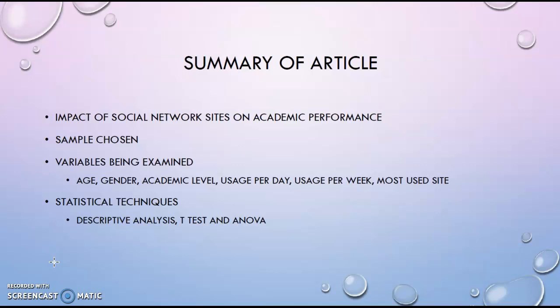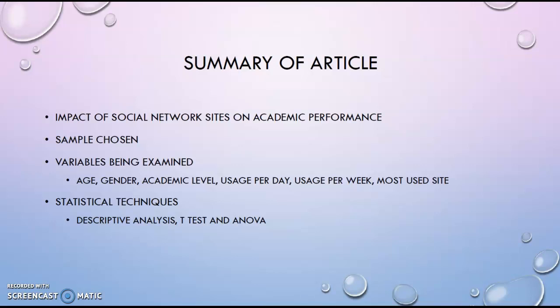The researcher directly wanted to assess the impact of network sites on academic performance, but there were also other variables being examined, such as age, gender, academic level, usage per day, usage per week, and most used site. These variables acted as moderators in the research model on top of the impact of using these social network sites. Now, the statistical techniques used in the article were descriptive analysis, the t-test, and ANOVA, well known as the analysis of variance.